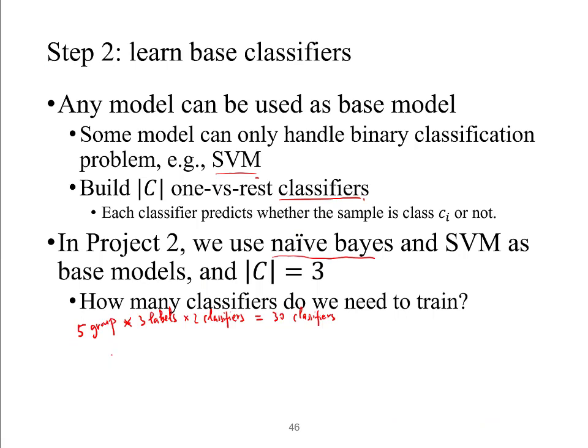Back to here, the second type of the base classifier, which is trained on the whole data set. So here would be 1 set, but still it has 3 labels and has 2 classifiers. So it comes to 6 classifiers.